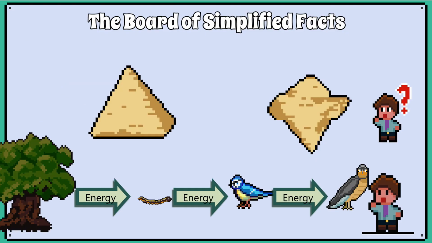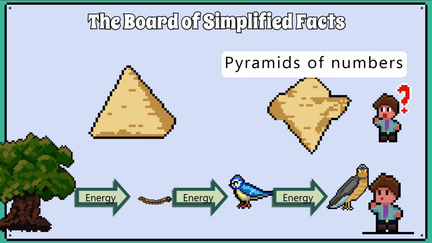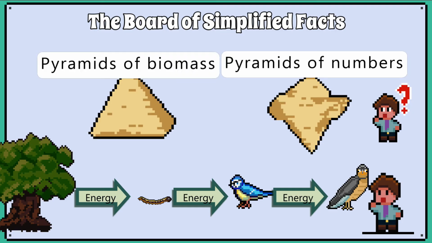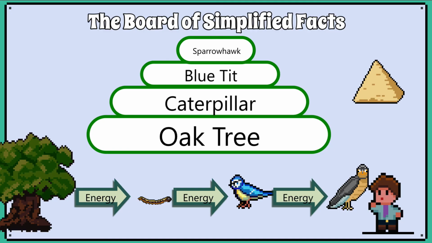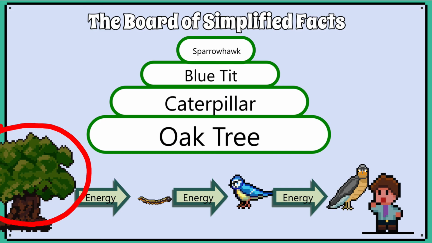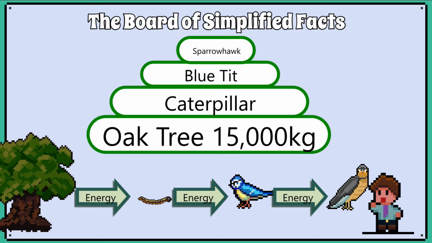Another great way to visualize energy being transferred between organisms is using pyramids of numbers and pyramids of biomass. Pyramids of biomass always will have the traditional pyramid shape. Take a food chain that has an oak tree as the producer. The oak tree's biomass is 15,000 kilograms. As we move up the food chain, we observe a drop in biomass at each stage as energy is lost at each stage.